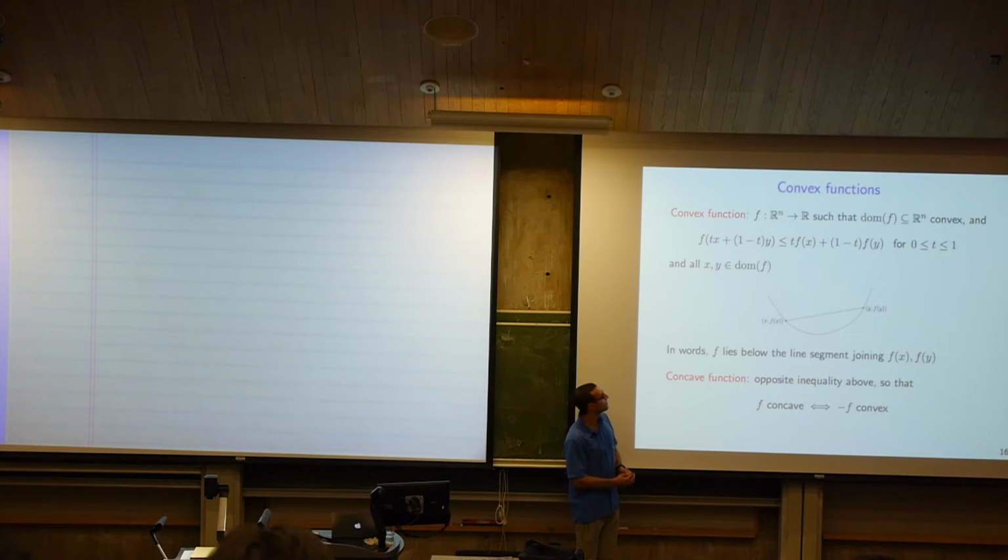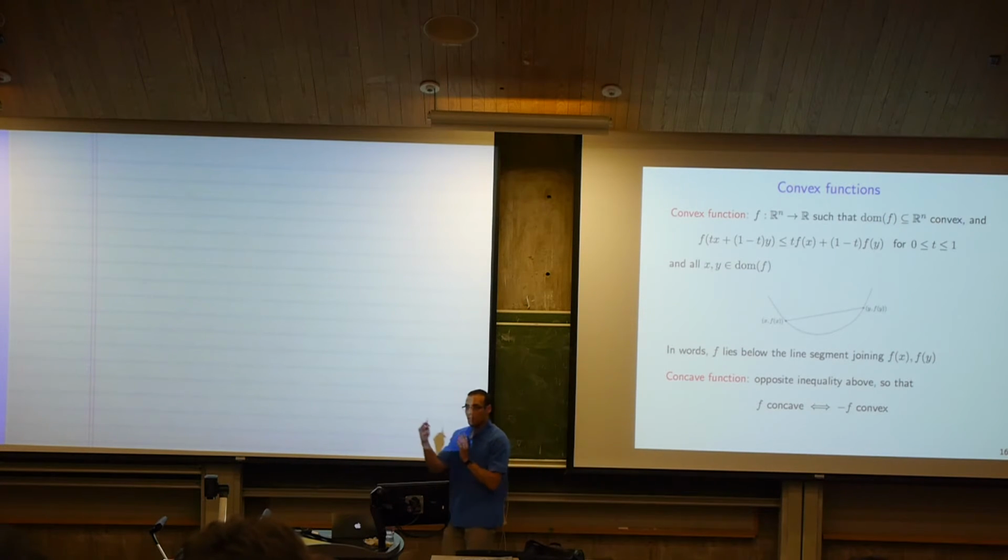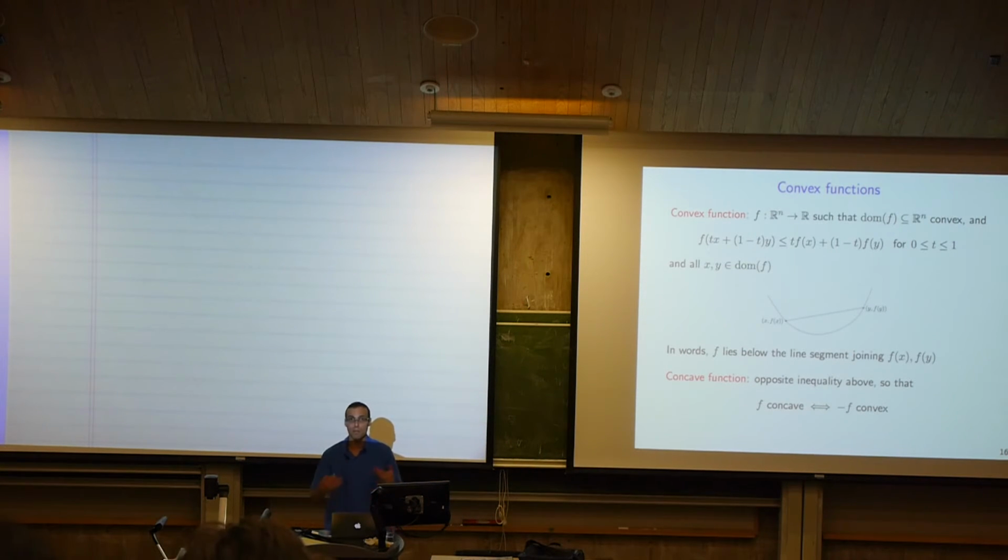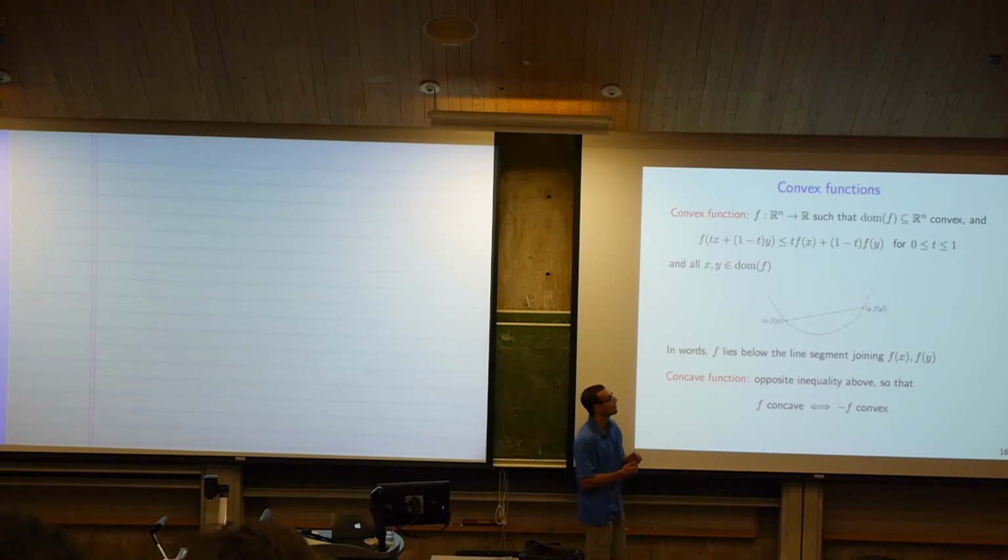I already went through that. And a concave function is just one that has the opposite inequality being true. So f of the quantity tx plus (1 minus t)y must be bigger than or equal to, instead of less than or equal to. For concave, it's bigger than or equal to t times f of x plus 1 minus t times f of y.